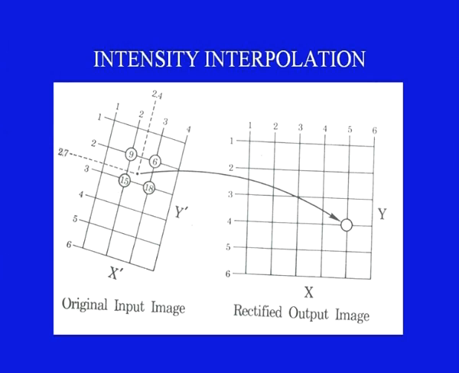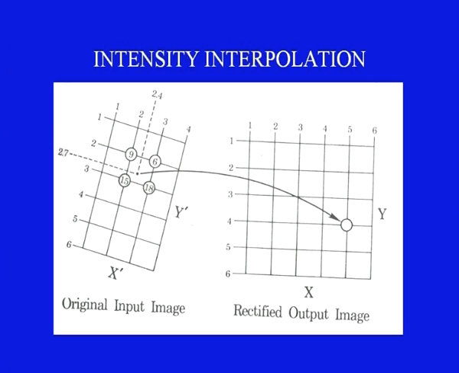This particular figure shows the concept of nearest neighborhood intensity interpolation, wherein on the left hand side we have the original input image and on the right hand side we have the rectified output image. We first find out the relationship between these two, and on the basis of that we find out where the center of the pixel in the rectified image lies on the original input data. In this particular example, we can see that the center of the rectified output image is not coincident with any of the points which specify the center of a pixel. It lies somewhere in between.